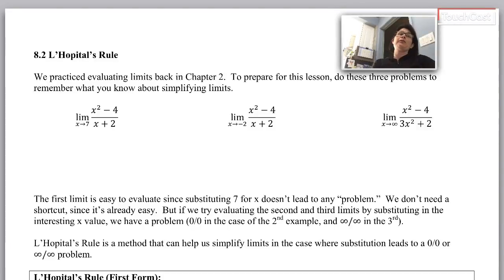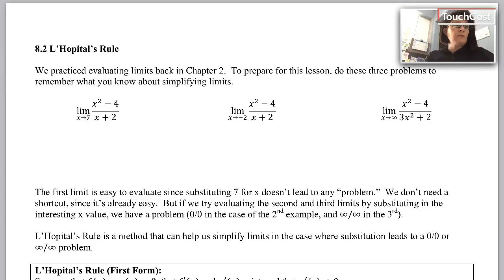In chapter 2, we evaluated limits. To appreciate what we're going to learn, which is called L'Hopital's rule, go back to what we used to know about simplifying limits. We're going to do these 3 problems. Just remember 3 possibilities when we're simplifying limit expressions. So you should pause the video here and try these 3 problems.